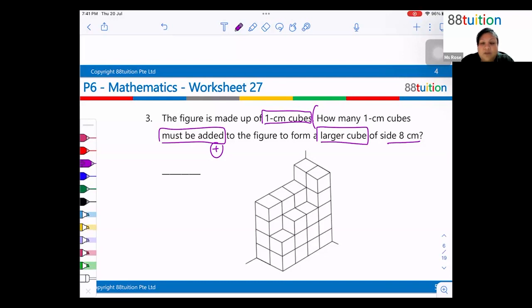Amount of cubes. Thank you, Pranati. Very good. My mic doesn't work. Okay. So mic doesn't work. Brian, yes, that will do. Okay. Now, what else?